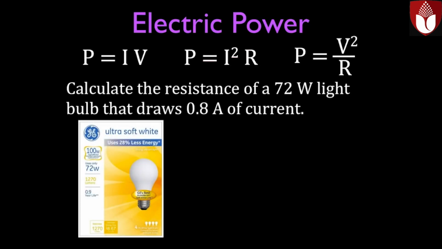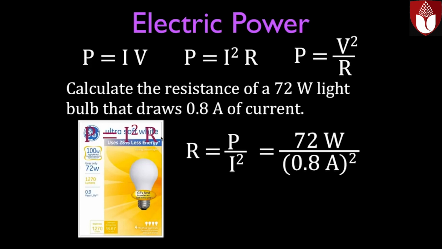Okay, last example here. Back to light bulbs. We want to calculate the resistance of a 72 watt light bulb that draws 0.8 amps of current. We're going to use this equation or this equation. We know the power, we know the current, so therefore we're going to use this equation. That is P is equal to the current squared times R. We want to know the resistance. Solve that for the resistance: the power divided by the current squared. Plug our values in, 72 watts, 0.8 amps squared, which is 0.64, and we get that the resistance of that light bulb is 113 ohms.